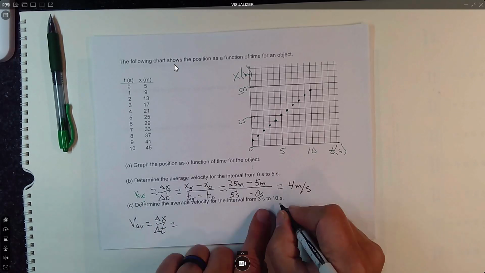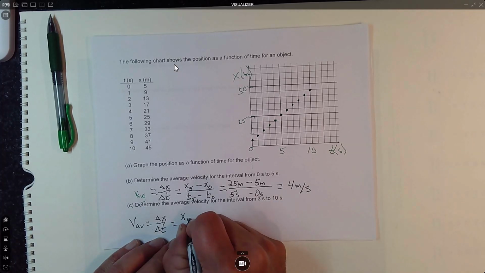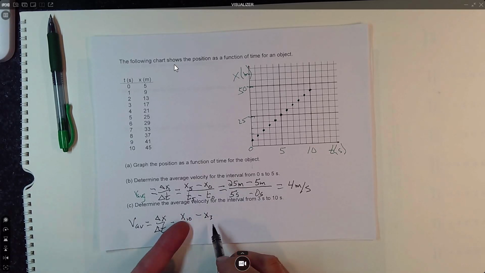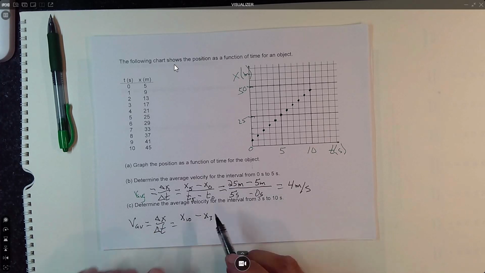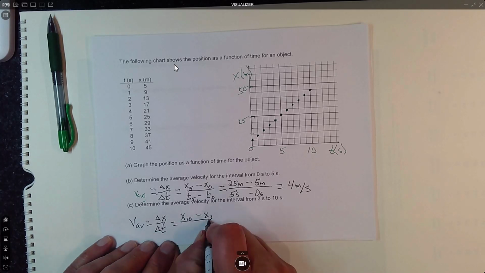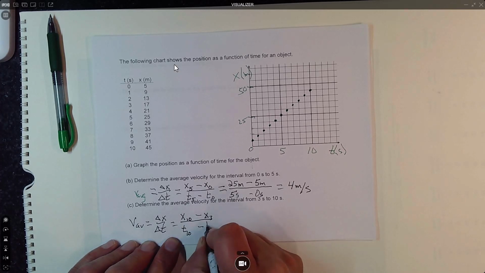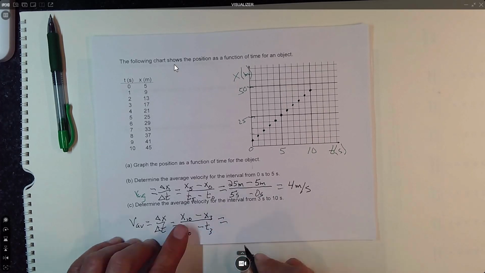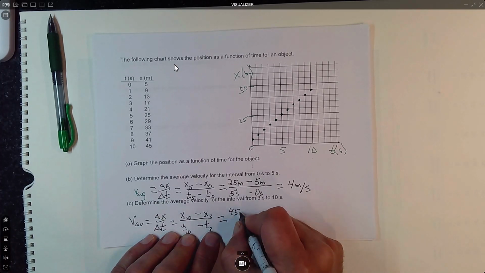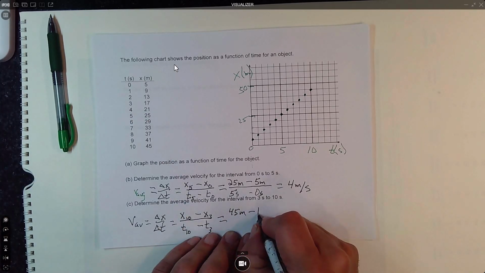Variable-wise, I'd call it, this later time is 10 seconds, so I'd call it x sub 10 minus x sub 3. And that subscript is just a way of telling myself when that x position is measured. And the delta t will be the t at 10 seconds minus the t at 3 seconds. Okay, well at 10 seconds it's at 45 meters. At 3 seconds it was at 17 meters.